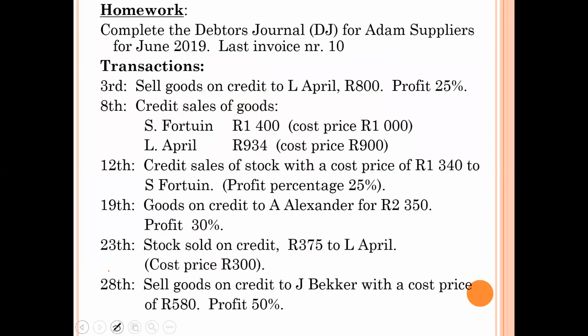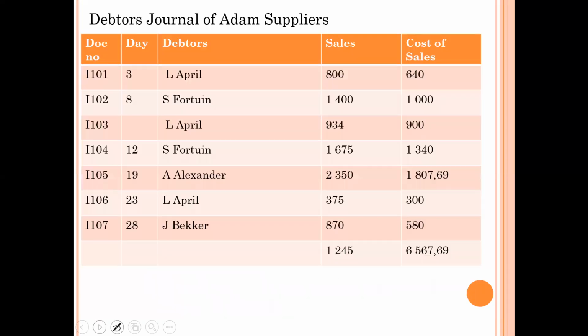The next one is on the 19th. Goods on credit to A. Alexander for 2,350. And the profit is 30%. So we've got the name. On the 19th, the next invoice number, we've got the selling price, and you need to go and calculate the cost of sales with a profit percentage of 30%.